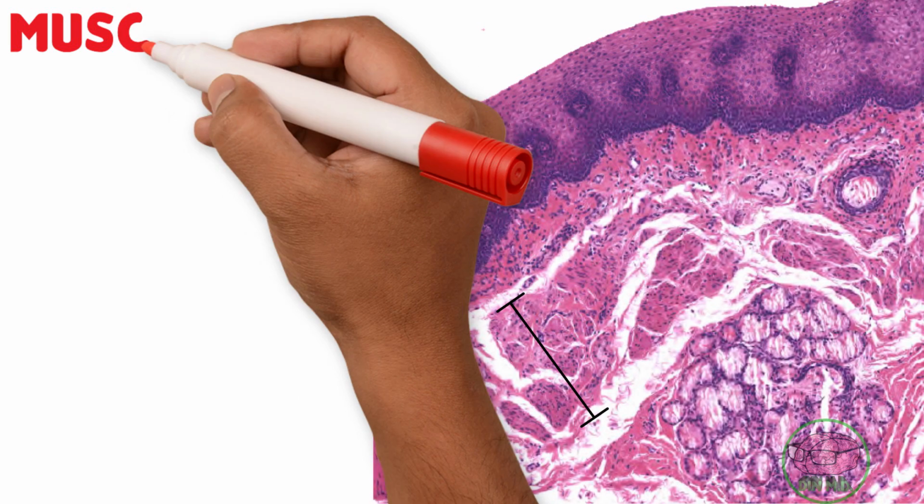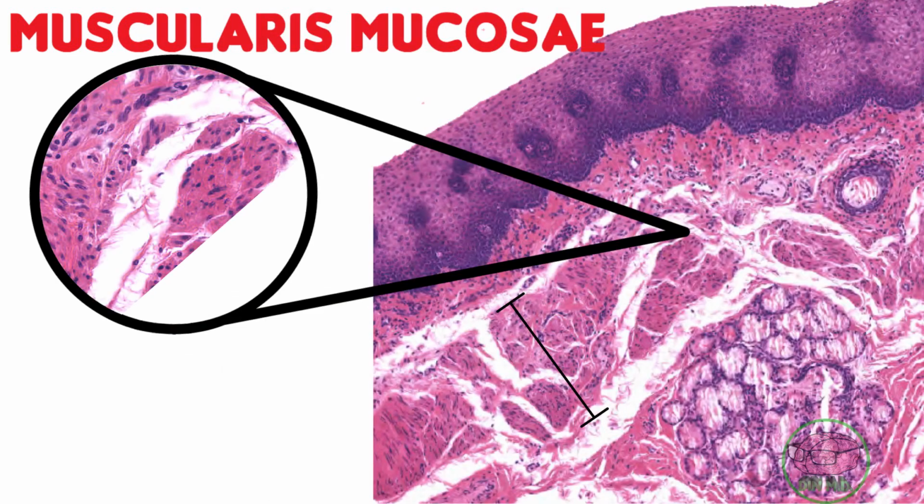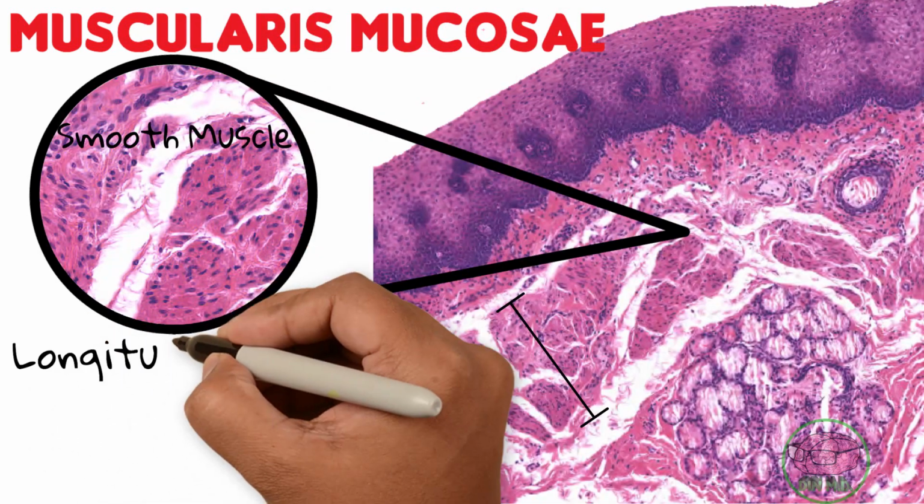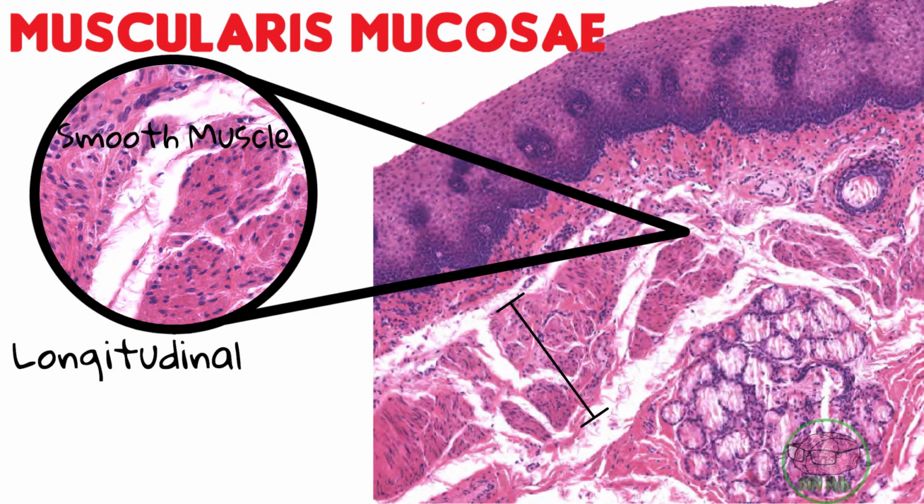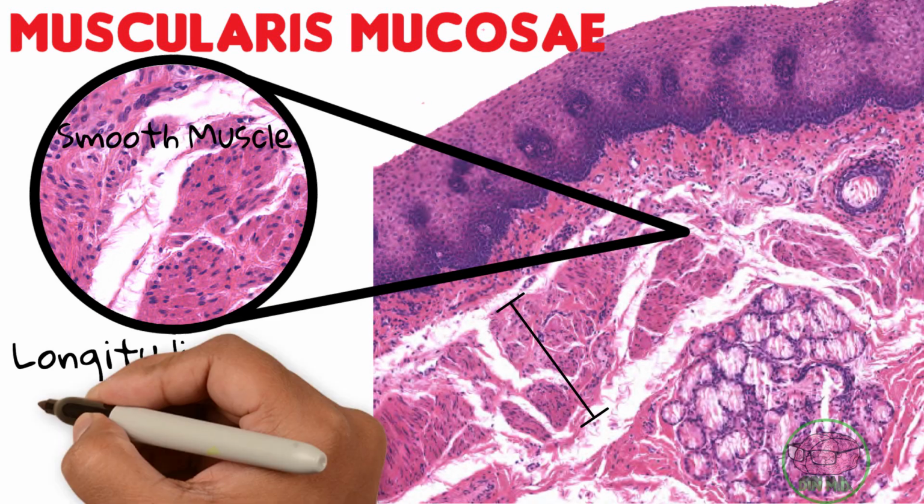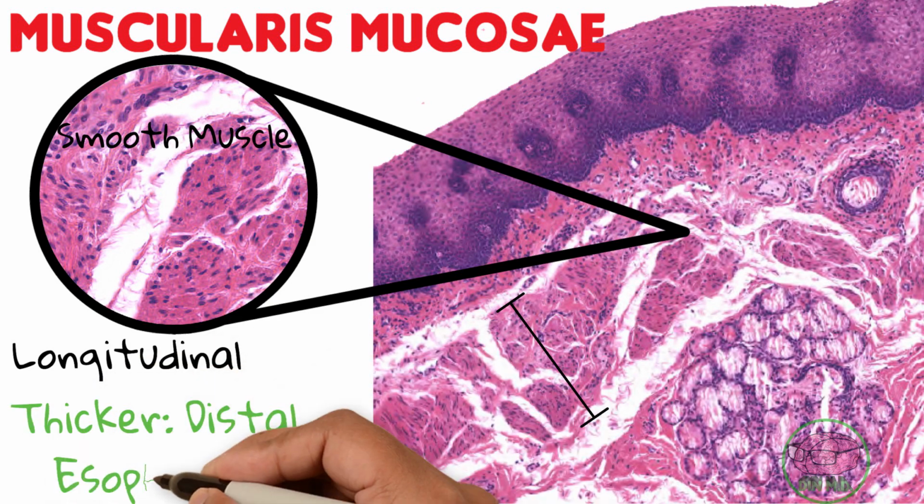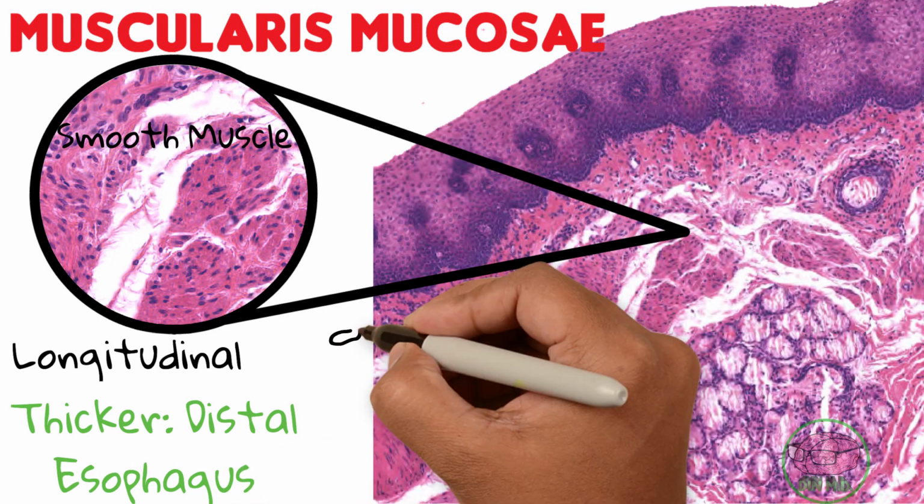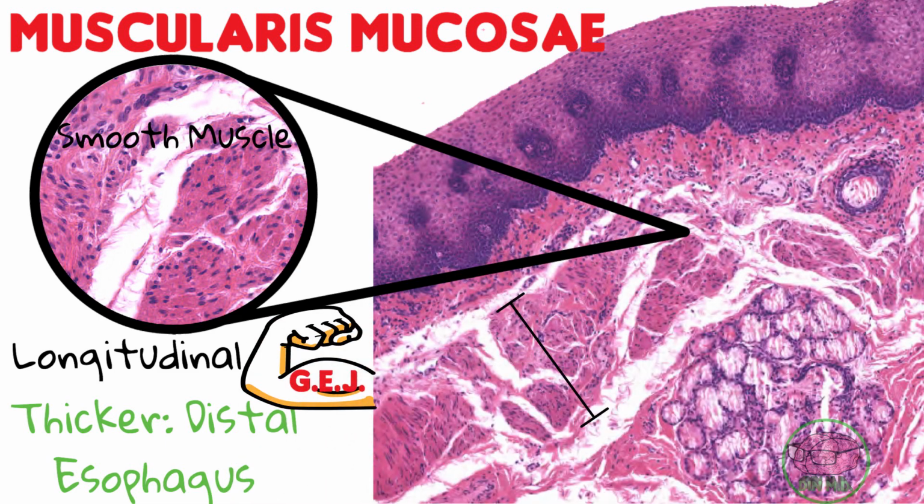The final layer of the esophageal mucosa, the muscularis mucosae, is made up of smooth muscle with longitudinal fibers. This layer is thin in the proximal esophagus and starts to grow thicker as it approaches the distal esophagus. In the gastroesophageal junction, the muscularis mucosae of the esophagus is even thicker than the one of the stomach. Its contraction is the one that creates the folds of the esophageal mucosa.